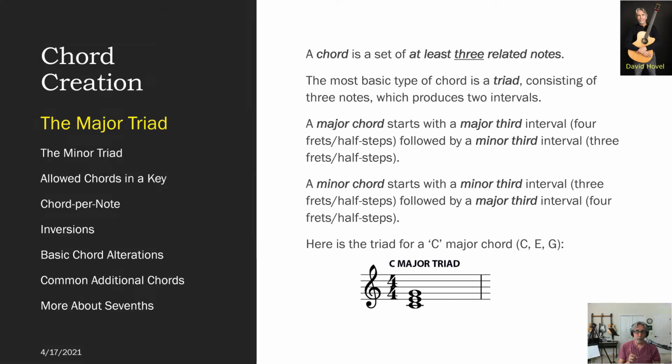A major chord starts with what's called a major third interval, which is 4 frets, followed by a minor third interval, which is 3 frets. A minor chord is the opposite. It starts with a minor third interval, 3 frets, and is followed by a major third interval, which is 4 frets. Here's the triad for a C major chord.